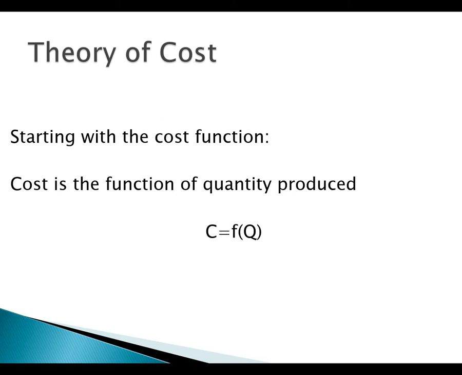quantity produced. C is equal to F of Q. It means that the cost depends upon the quantity produced. It is very common to understand that the cost will obviously depend upon the quantity produced. How much quantity we are producing would determine how much cost we are incurring.